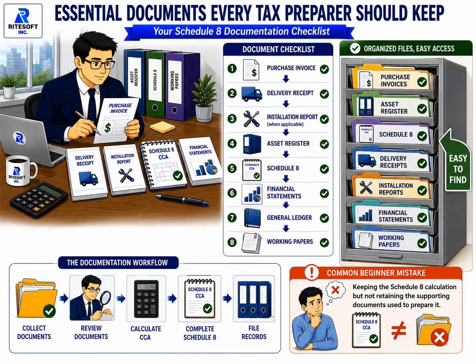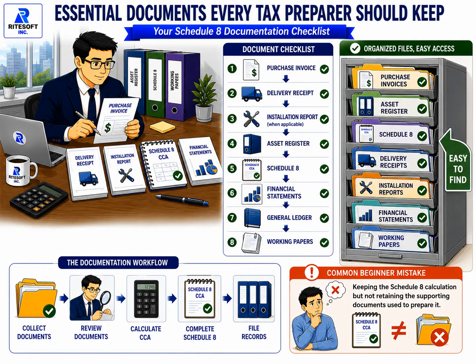These may include calculation worksheets, notes explaining classification decisions, available for use reviews, and any supporting schedules prepared while completing Schedule 8. When all of these documents are organized together, finding information becomes much easier. Instead of searching through multiple locations, the tax preparer can quickly retrieve everything needed to review the capital cost allowance calculation or prepare the next year's return.